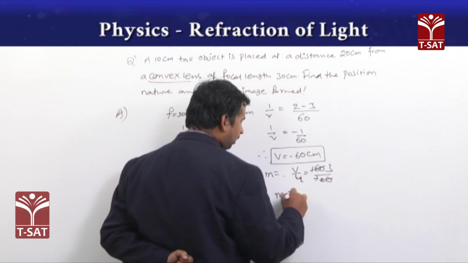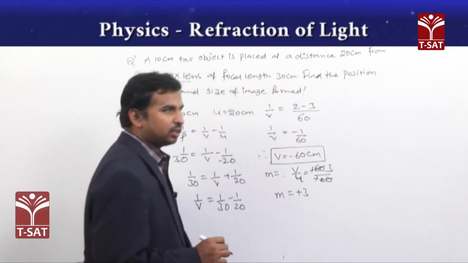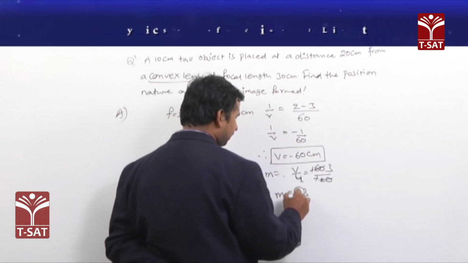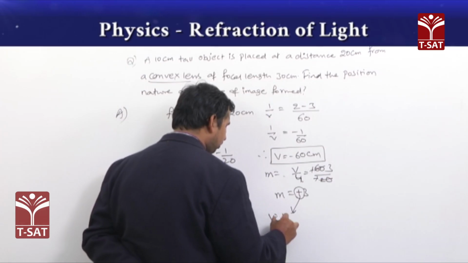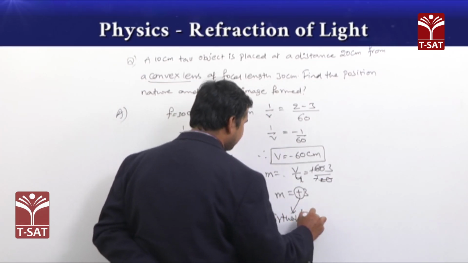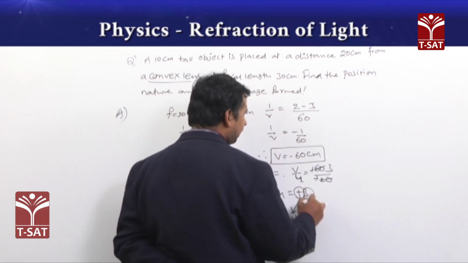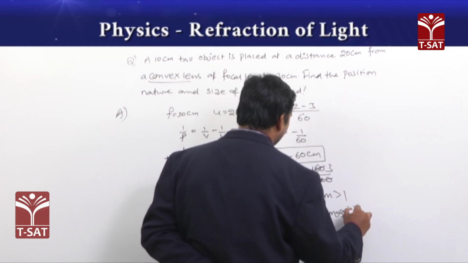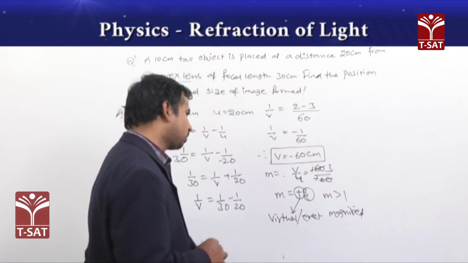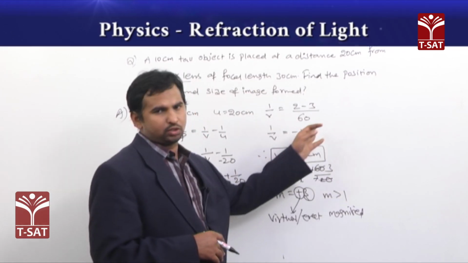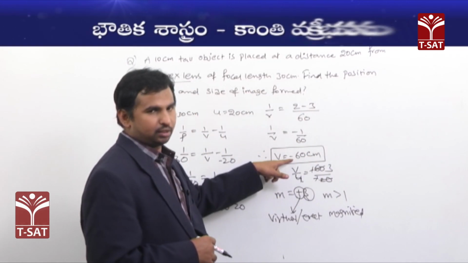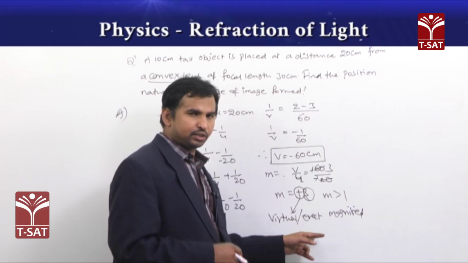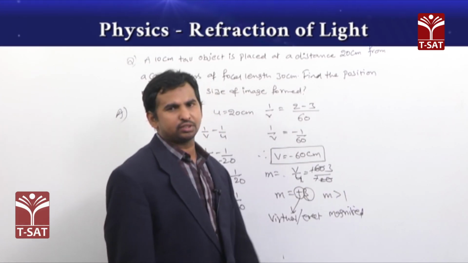So the magnification value we are getting is plus 3. The plus represents that the image is above the principal axis, which means it is virtual and erect. And 3 represents an m value greater than 1, which means a magnified image is formed. So these are the image characteristics we have: the image distance is formed at 60 centimeters on the same side, as we got minus here, and the plus becomes the virtual and erect image. And if the m value is greater than 1, it means a magnified image.